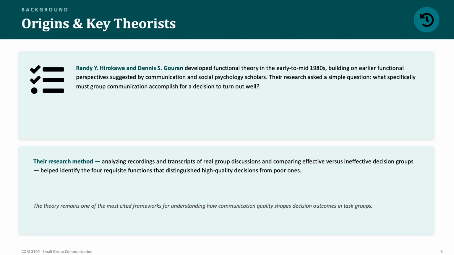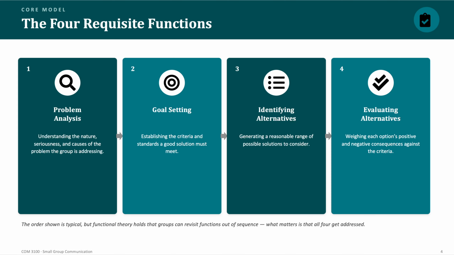So Hirokawa and Gouran developed this theory in the mid-1980s. What was interesting about it is they actually studied group dynamics. They recorded groups as they talked and looked at the groups and cataloged everything the group did and then coded that and then analyzed what was going on. So they looked at real world situations and figured out what made a group effective. And they decided that there were 4 requisite functions that had to happen in a group in order to guarantee that it might have a good chance of success.